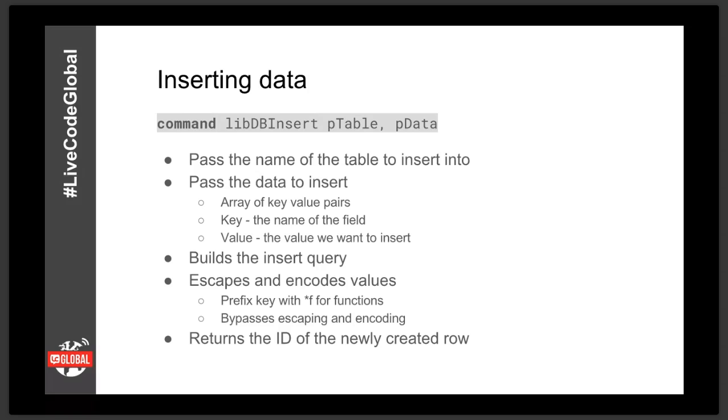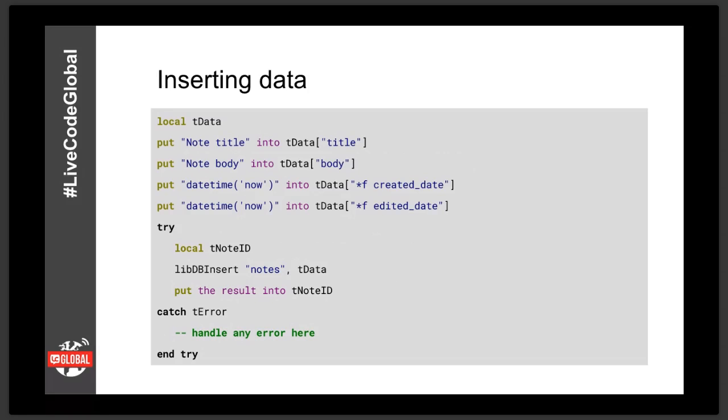And the nice feature that we talked about last time was *f for functions before the key name. That will mean that functions are handled correctly. I'll explain that in the next slide. So you see here, at the top, we build our data array, local tData, put note title into tData title, put note body into tData body, and then our functions, the date time now, into the created date and edited date, and notice they're prefixed with *f. That's what I mentioned previously. That means that they won't be escaped as they would be using placeholders; they'll be inserted directly into the query.